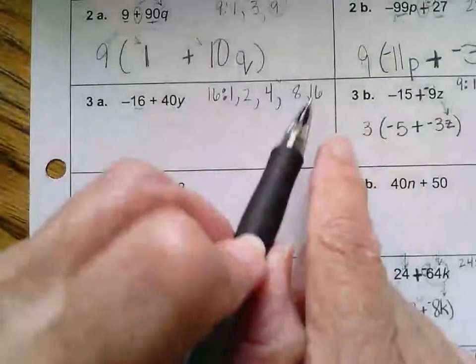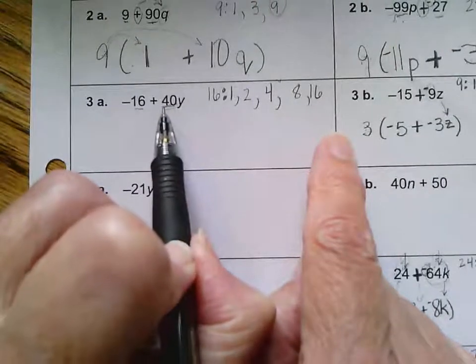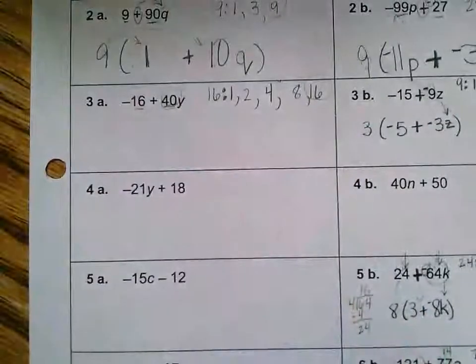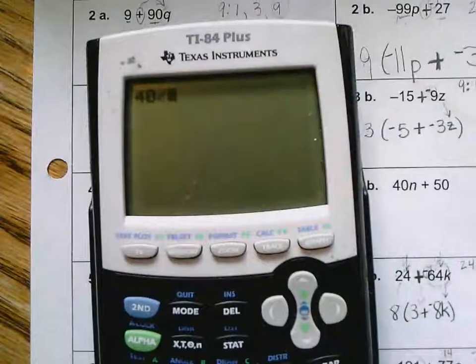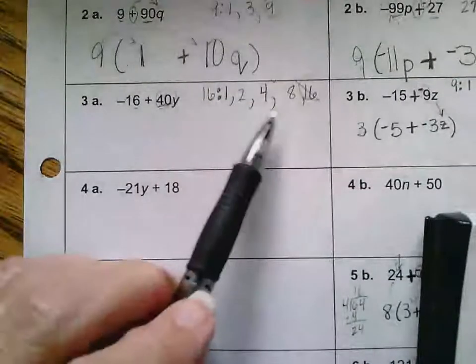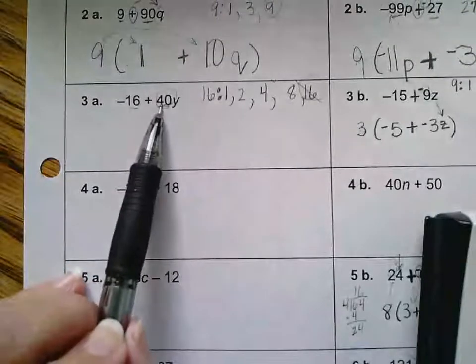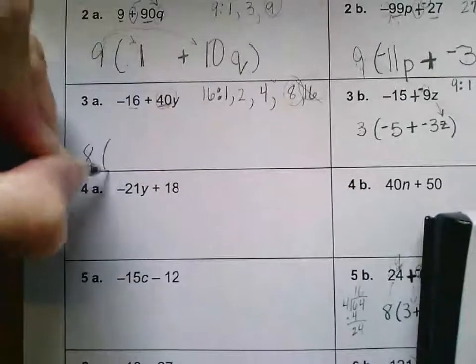I'm going to start with my greatest factor and see if it is also a factor of 40. If I'm not sure, again, use your calculator. 40 divided by 16. Nope, I get a decimal. So that one is not a factor. Is 8 a factor of 40? Yes, because 8 times 5 is 40. So my greatest common factor that I'm going to use is 8.